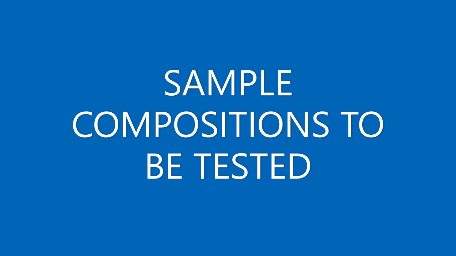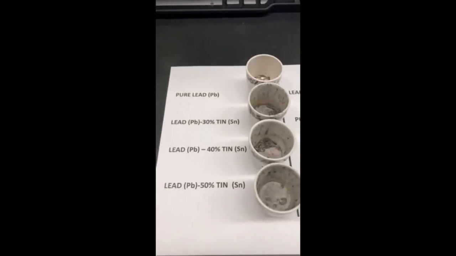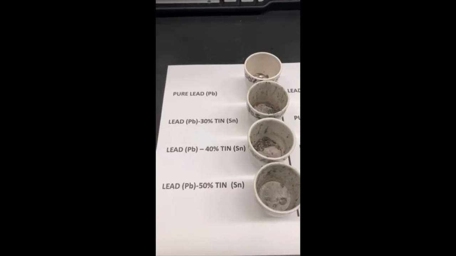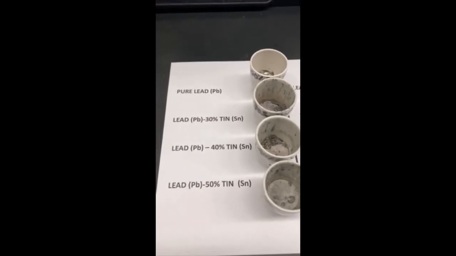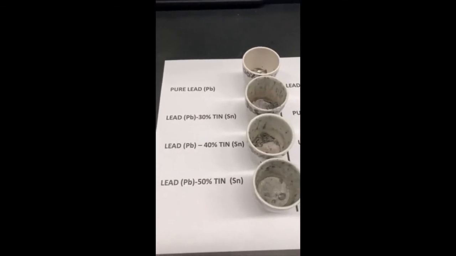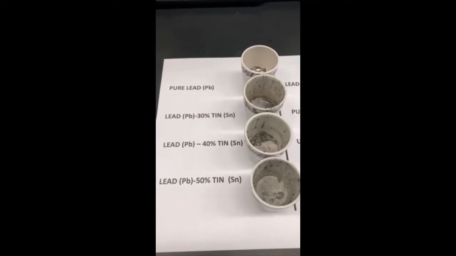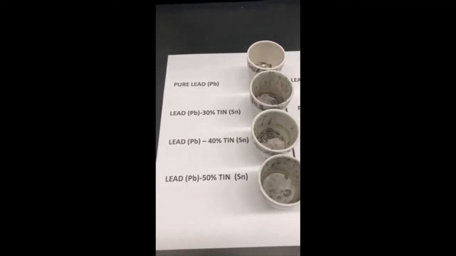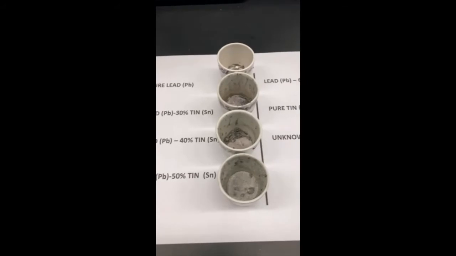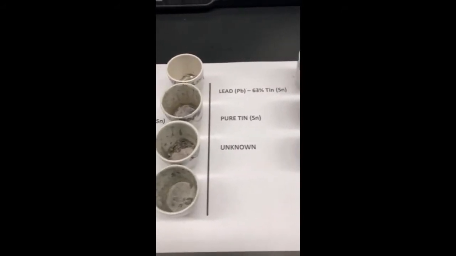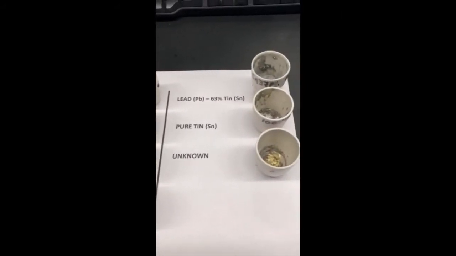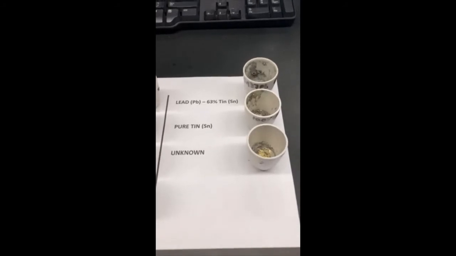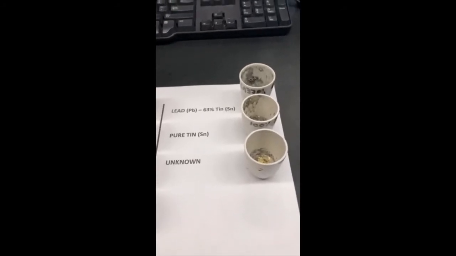Shown here are the compositions of the samples to be tested in this lab. The samples include pure lead, lead with 30% tin, 60% lead and 40% tin, 50% lead and 50% tin, 37% lead and 63% tin, and then a sample of pure tin, as well as one sample that we've indicated as an unknown composition.